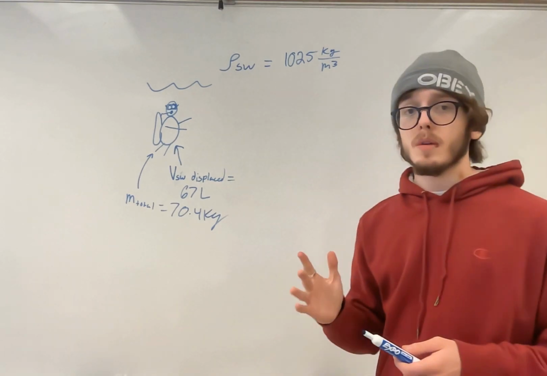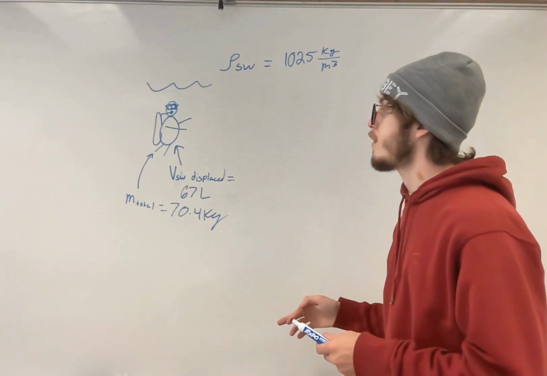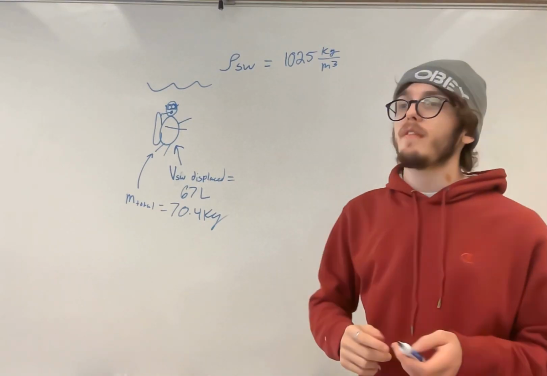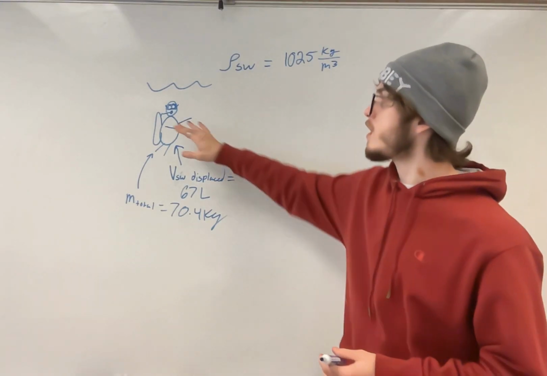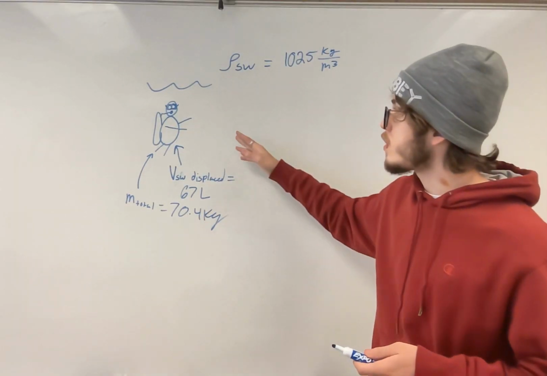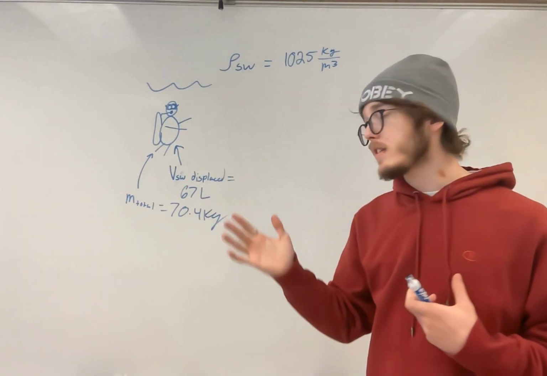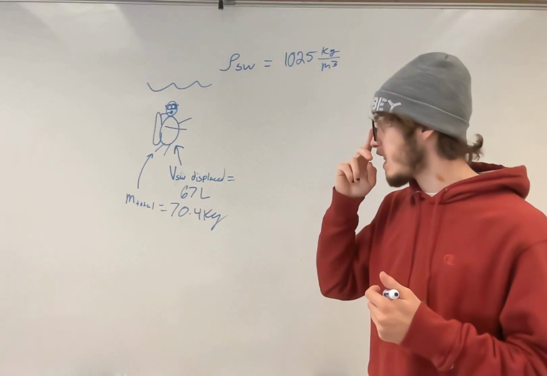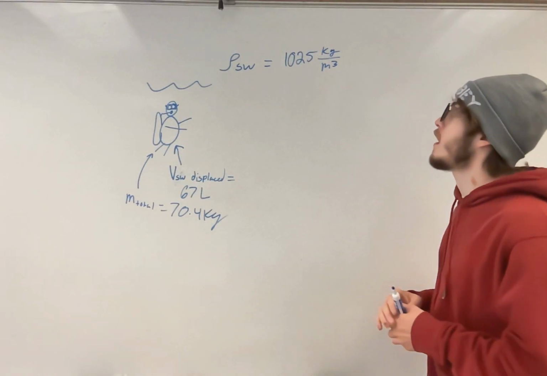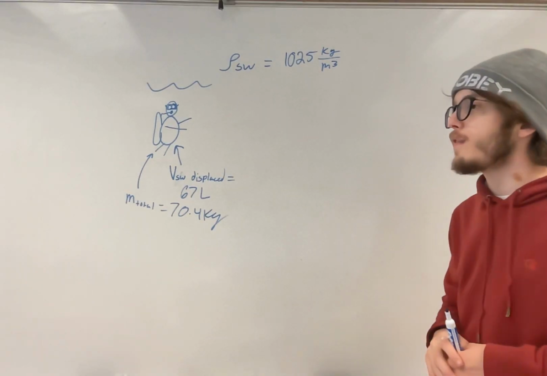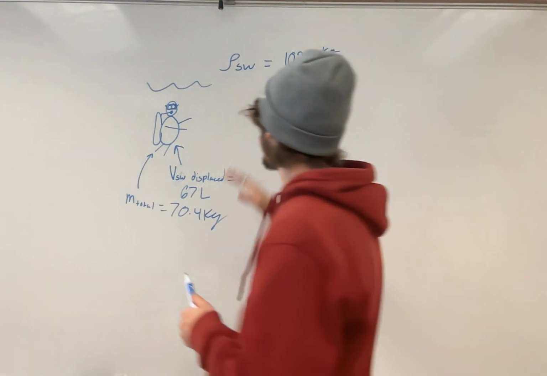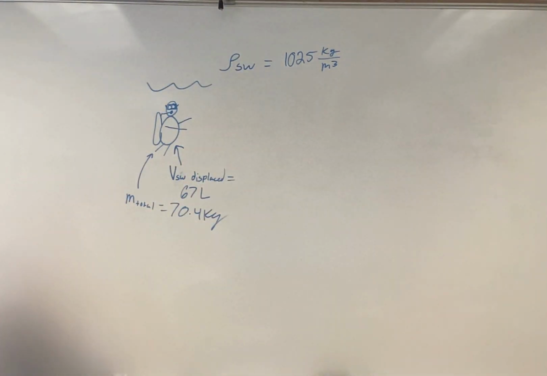So in this problem, we are told that there's a scuba diver, and the total volume of the salt water displaced by the scuba diver is 67 liters, and this includes her scuba gear. And the mass of the total system of her body weight and the scuba gear is going to be 70.4 kilograms. We're told that the density of salt water is 1,025 kilograms per cubic meter, and we are asked to determine what is the buoyant force and will she sink or float?